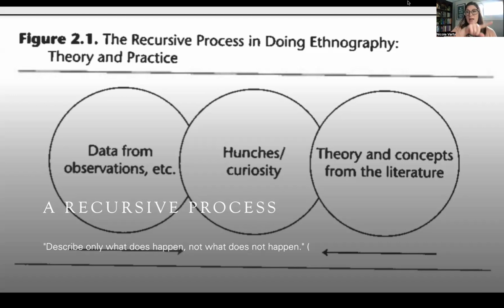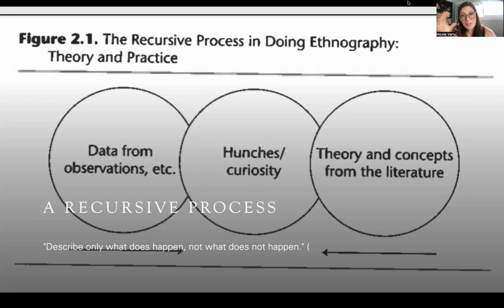So we may be observing something that then brings up a curiosity for us, that then as we're reading and gathering literature and learning more on that end of our project, we start to encounter concepts that maybe frame or explain the things that we're seeing. So if you imagine these loops, you've got the two arrows on either side, just think about a roller coaster. They're looping back and forth.